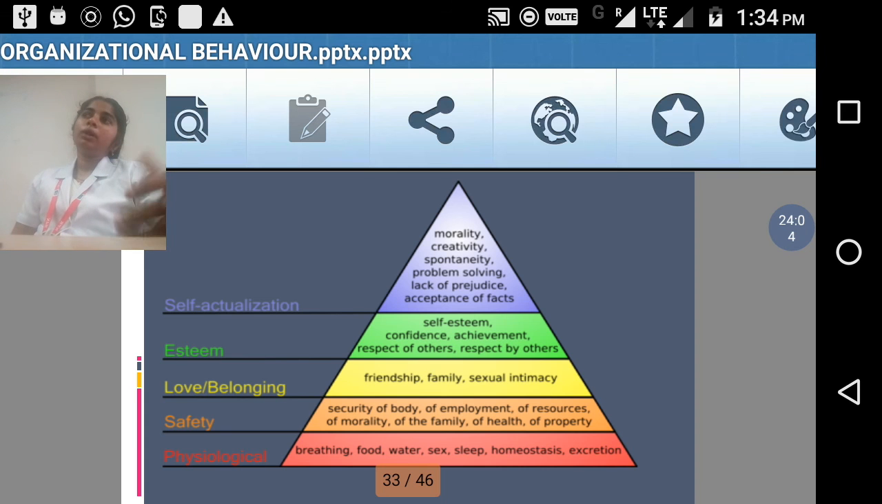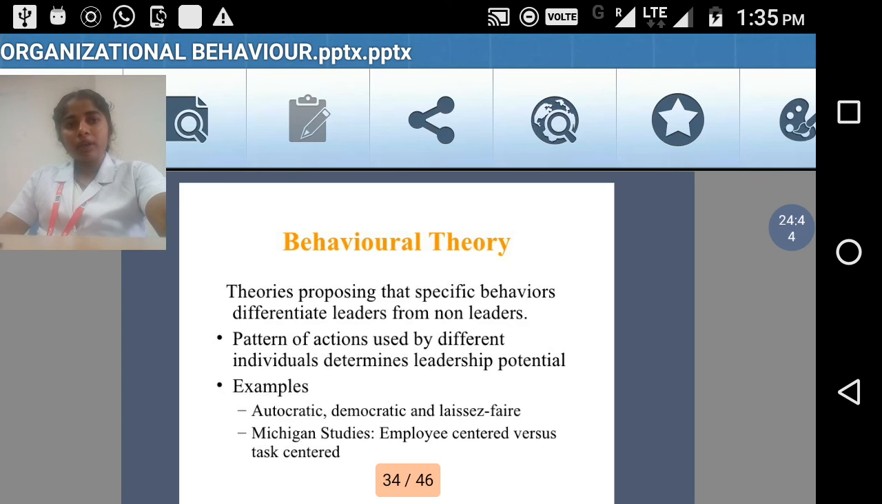And the third one is love and belonging. Without love and without relationships, people cannot live their life in a good manner. So friendship, family, and sexual intimacy, these are all important. The next one is self-esteem: confidence, achievement, and ambitions. These are the categories coming under esteem. Self-actualization includes creativity and innovation, problem solving, decision making, lack of prejudice, and morality. This is Maslow's hierarchy theory.